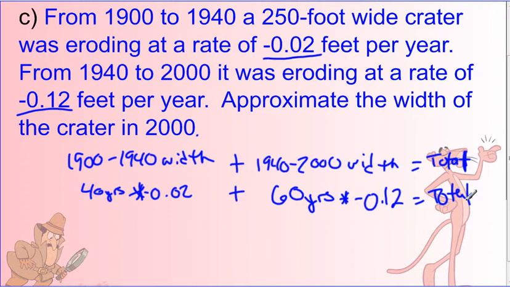Okay, so let's see here. 40 times a negative 0.02 gives us, I need some space to work. New page. If you've got space on the bottom of your paper, you can work this one. So it's 40 times a negative 0.02. Alright. So 0.8, negative.